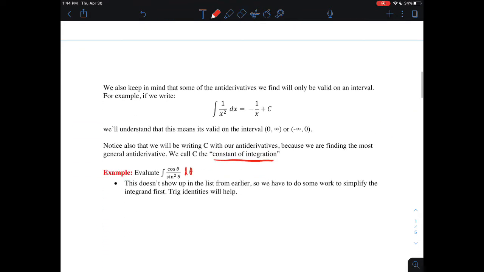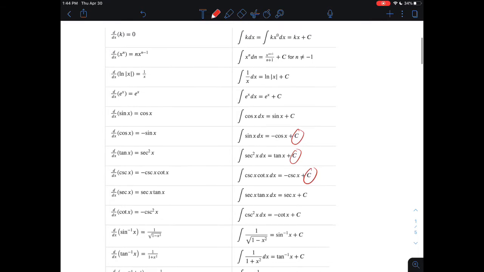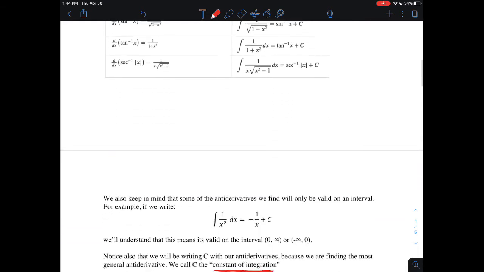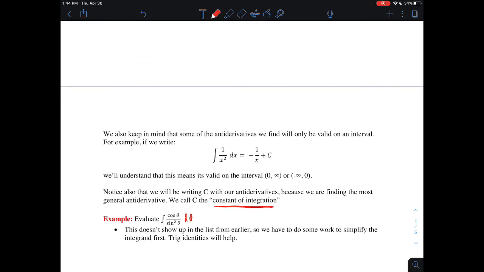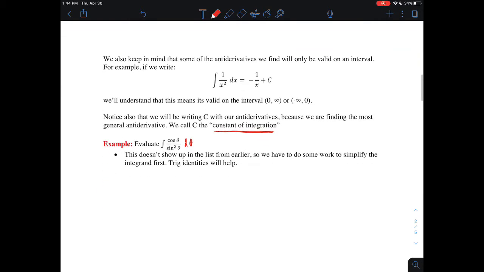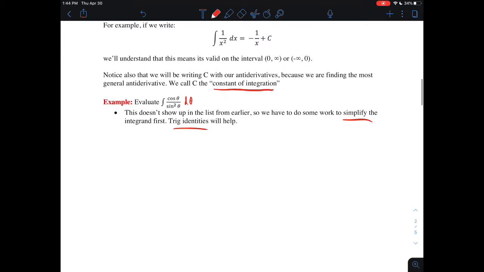But I will note that I don't have anything that has cosine of a variable divided by sine squared of a variable. That doesn't show up. So what we're going to have to get used to is that we can't possibly memorize all of them, so we're going to have to use other things at our disposal to try to evaluate these integrals. So we're going to simplify, and we're going to use some trig identities. This is going to take some practice. This becomes really the main point of Calculus 2, practicing integration.